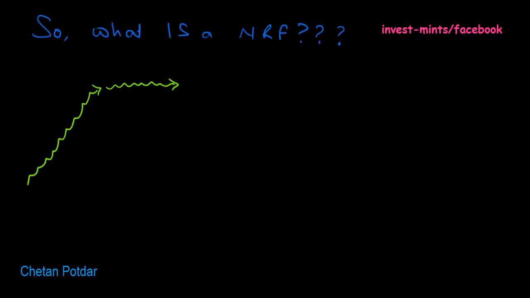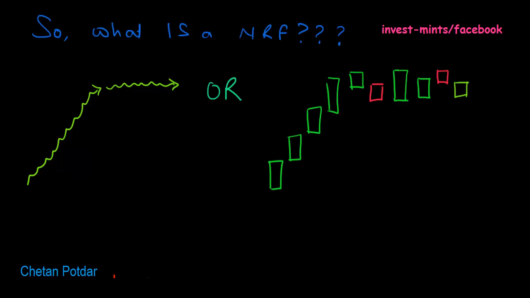So what is a narrow range formation? Narrow range formation is a formation where the price starts actually moving sideways. If you look at it, here the price has started going up, and while the price was going up, somewhere down the line, the price started moving sideways over here. If I have to show you the same thing in candlestick patterns, we are looking at prices start going up, and as prices go up, the prices have started moving sideways.